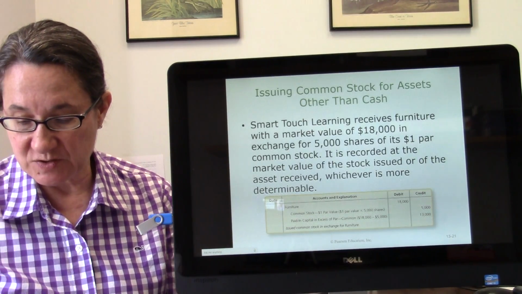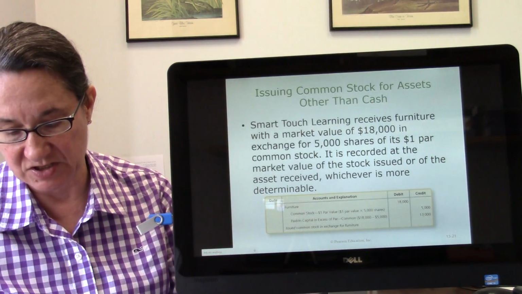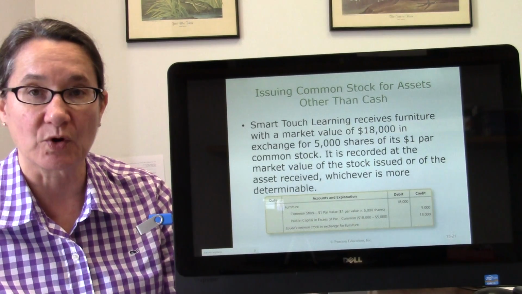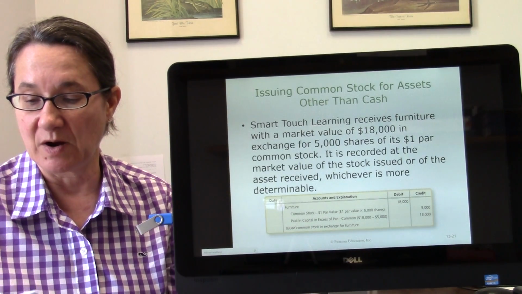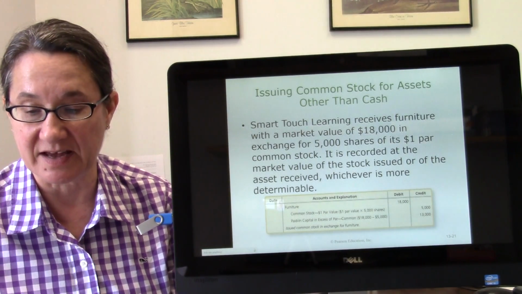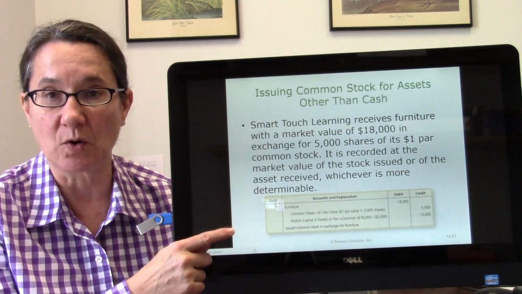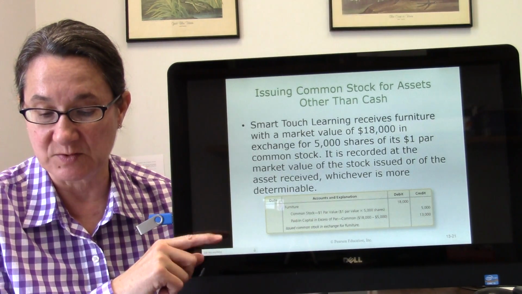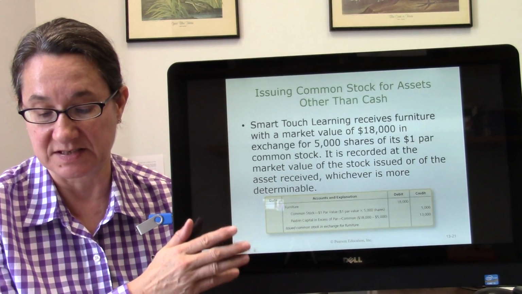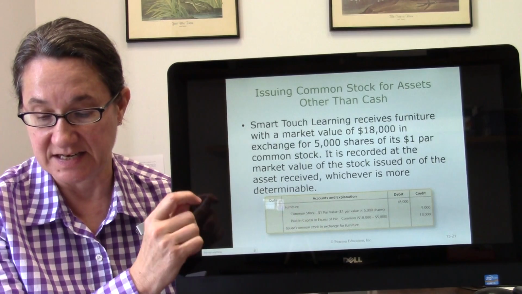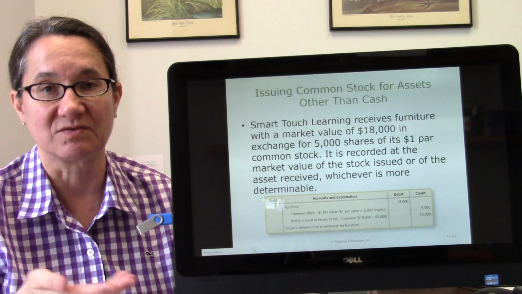So a corporation may issue stock for assets other than cash. It records the transaction at the market value of the stock issued or the market value of the assets received, whichever is more clearly determinable. Smart Touch Learning receives an additional contribution of furniture with a market value of $18,000 in exchange for 5,000 shares of $1 par stock. As you can see, the common stock is still recorded at its $1 par value, and the difference between the market value of the furniture and the par value is recorded as paid in capital in excess of par. The contributed asset is recorded at its current market value. So instead of cash, we got furniture. That's really the only difference.